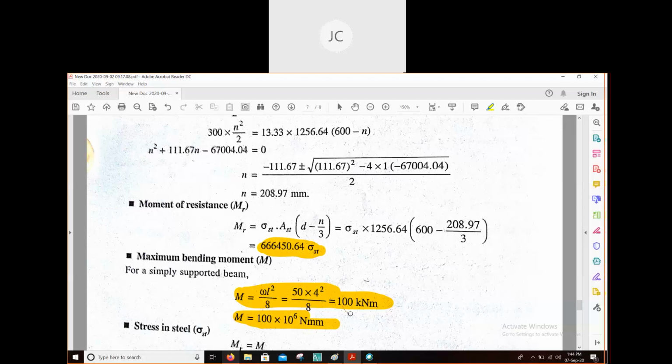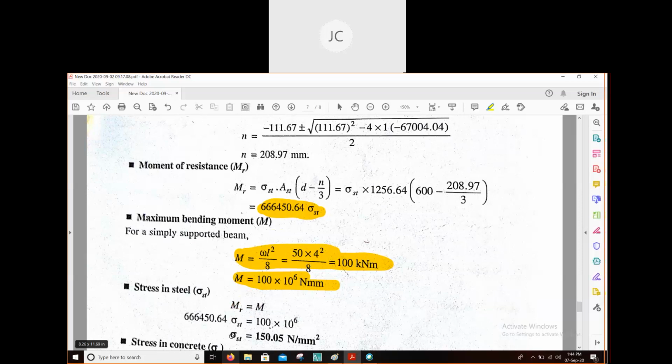Sigma st will be coming out as 150.05 Newton per millimeter square. Did you get this value, all of you? Sigma st will be 150.05 Newton per millimeter square.